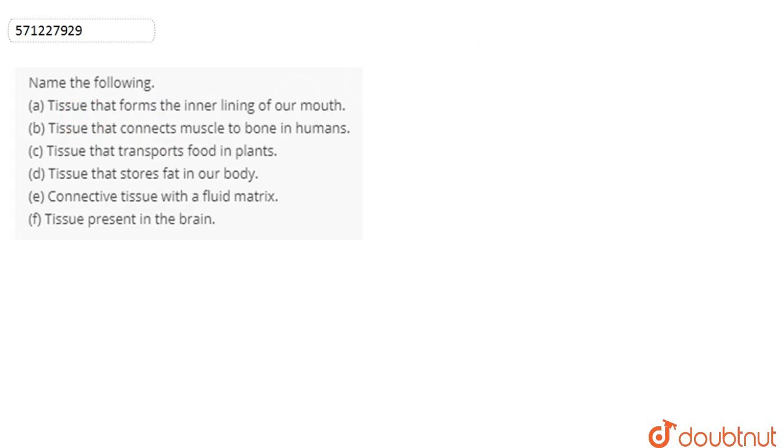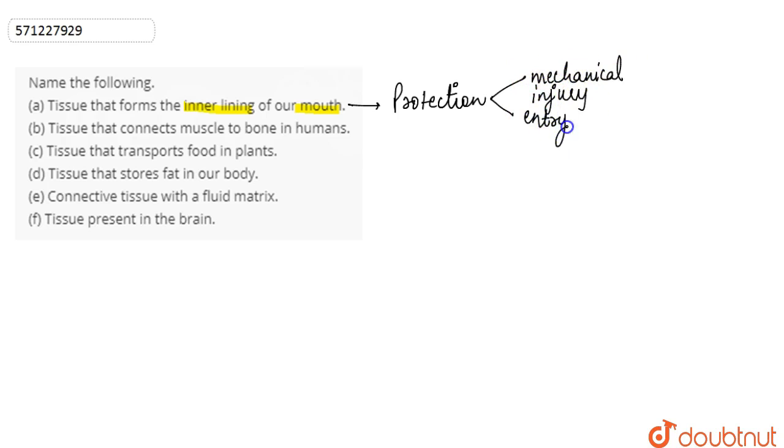If we talk about this question, in this question we're asked to name the following tissues. So in the very first part we have to name the tissue that forms the inner lining of our mouth, right? So basically the tissue that forms the inner lining has to serve a role of protection against mechanical injury and against the entry of any germ or any foreign material.